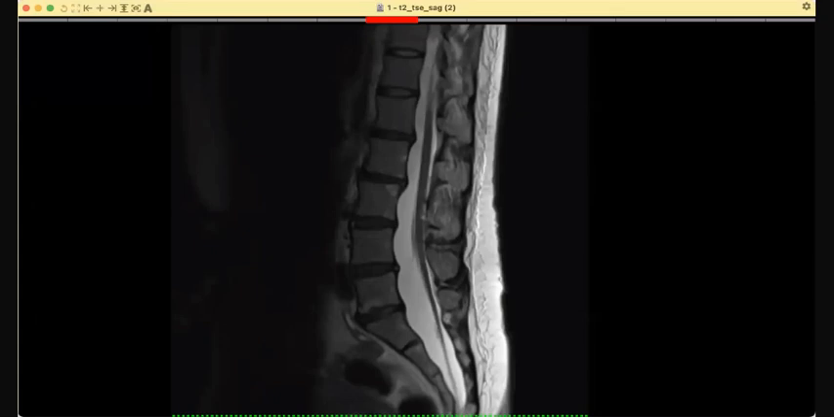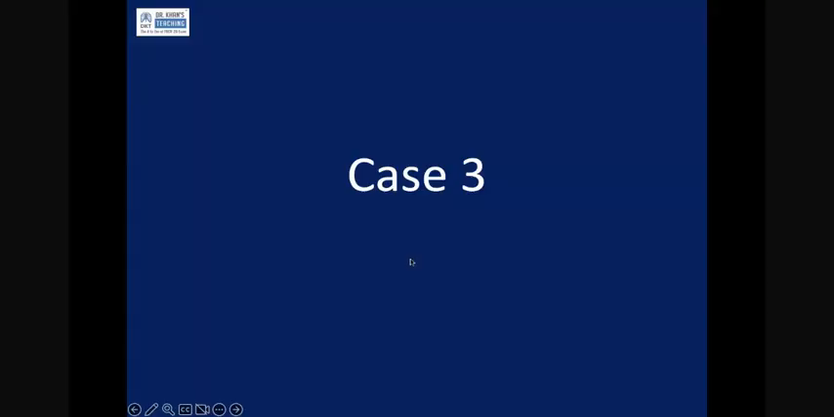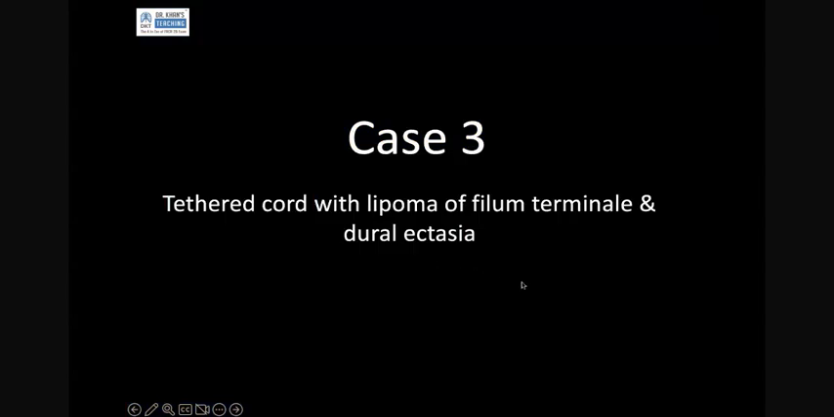So, give me your conclusion. I'll be thinking of neurofibromatosis with tethered cord, sir. Okay. Now, there is tethered cord with lipoma of the filum terminale, which is the cause. And then there is, of course, dural ectasia. We'll come back to the case.